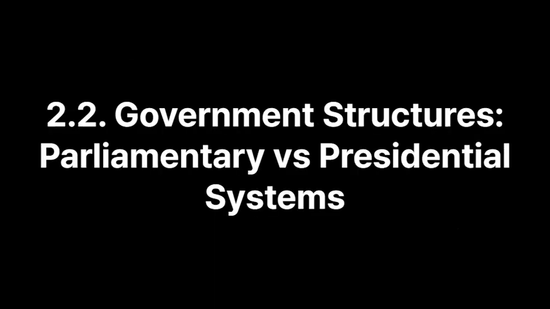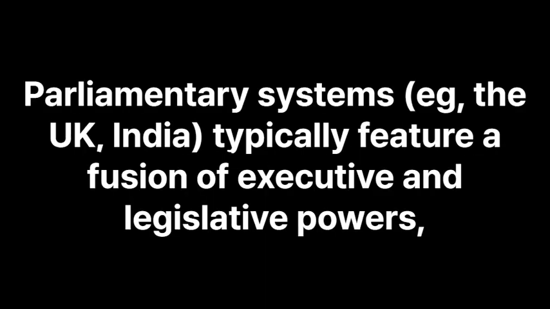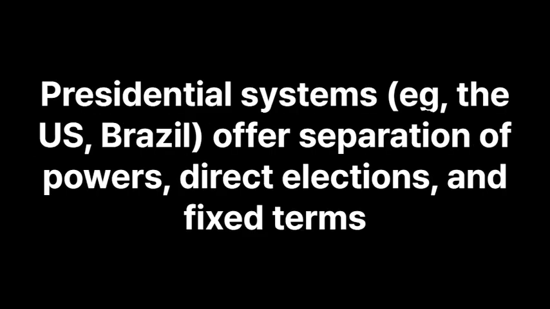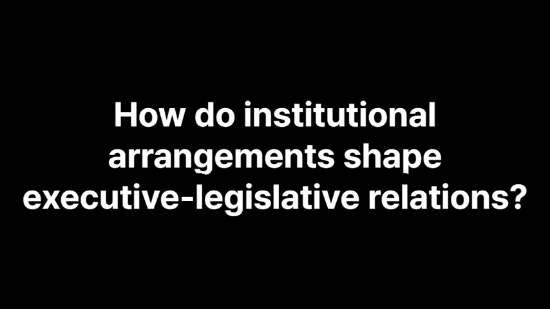2.2. Government structures: parliamentary versus presidential systems. Comparative politics also evaluates how different governmental frameworks influence political accountability, stability, and policy-making efficiency. Parliamentary systems, e.g., the UK, India, typically feature a fusion of executive and legislative powers, promoting party discipline and collective responsibility. Presidential systems, e.g., the US, Brazil, offer separation of powers, direct elections, and fixed terms. Questions: which system better promotes democratic stability? How do institutional arrangements shape executive-legislative relations?